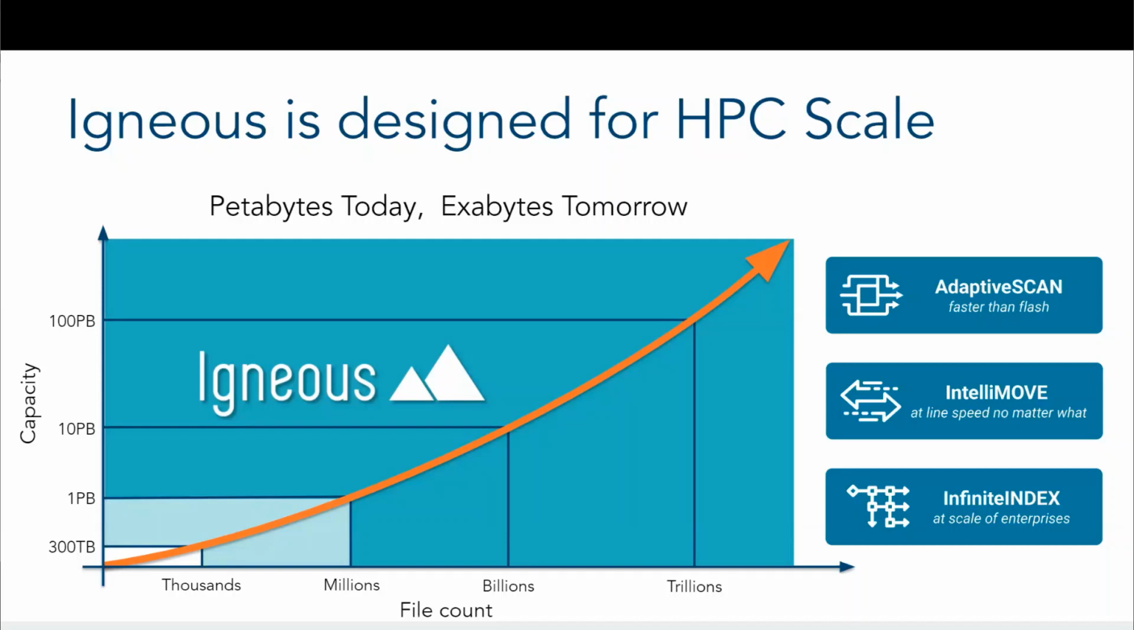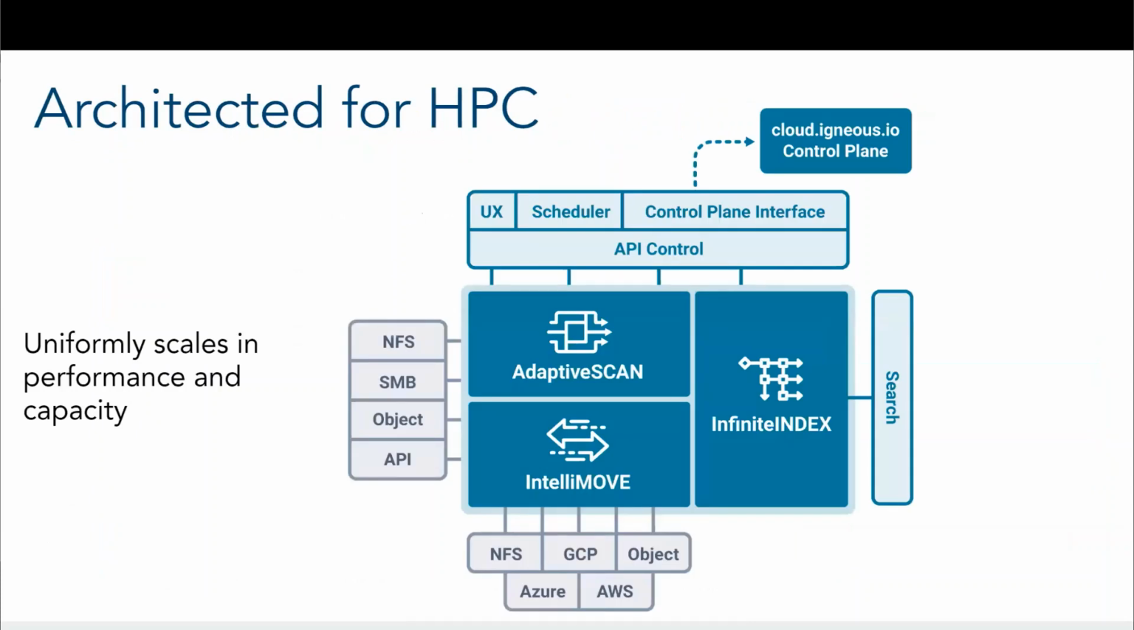At the core are three technologies: adaptive scan, IntelliMove, and infinite index. These products uniformly scale in performance and capacity. They interface with your primary storage, and they provide a search interface so you can see what products you're backing up or what files you're backing up.